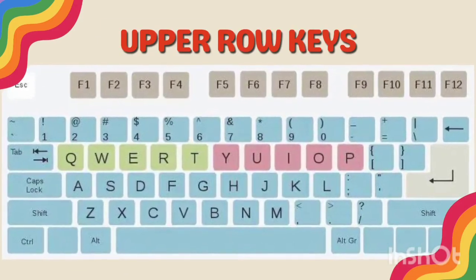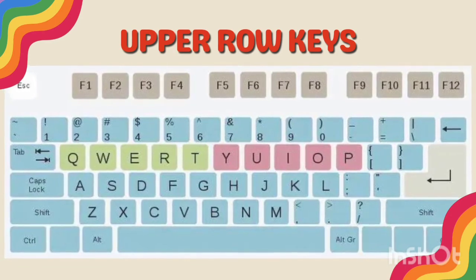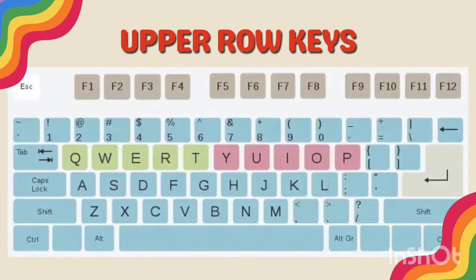The upper row keys are the ones immediately after the home row keys. Your fingers are moved from the home row keys upward to strike the upper row keys. So the alphabets above the home row keys are Q, W, E, R, T, Y, U, I, O, and P. So these are the keys in the upper row.